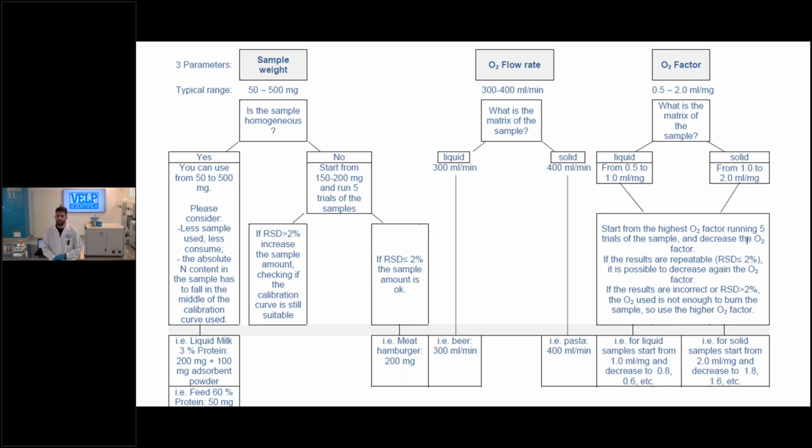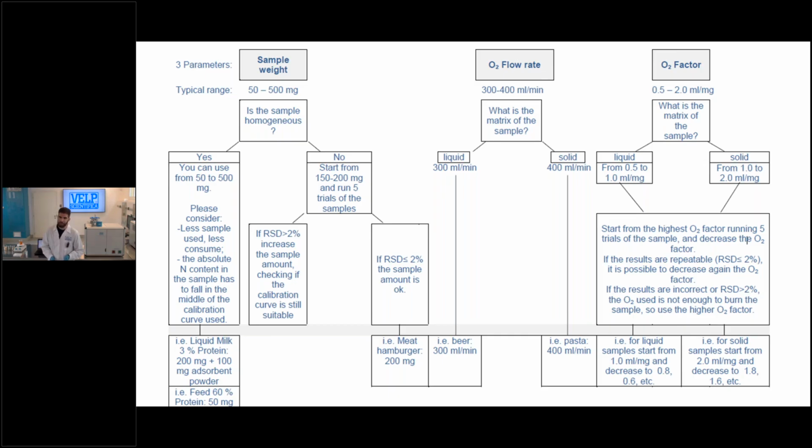And perform 5 trials. In this way, you guarantee the complete combustion of the sample. Once you find that the RSD is lower than 2%, you can start working on the optimization of the method in order to find a compromise between the complete combustion of the sample and the lifetime of the consumables, in particular the reduction reactor.